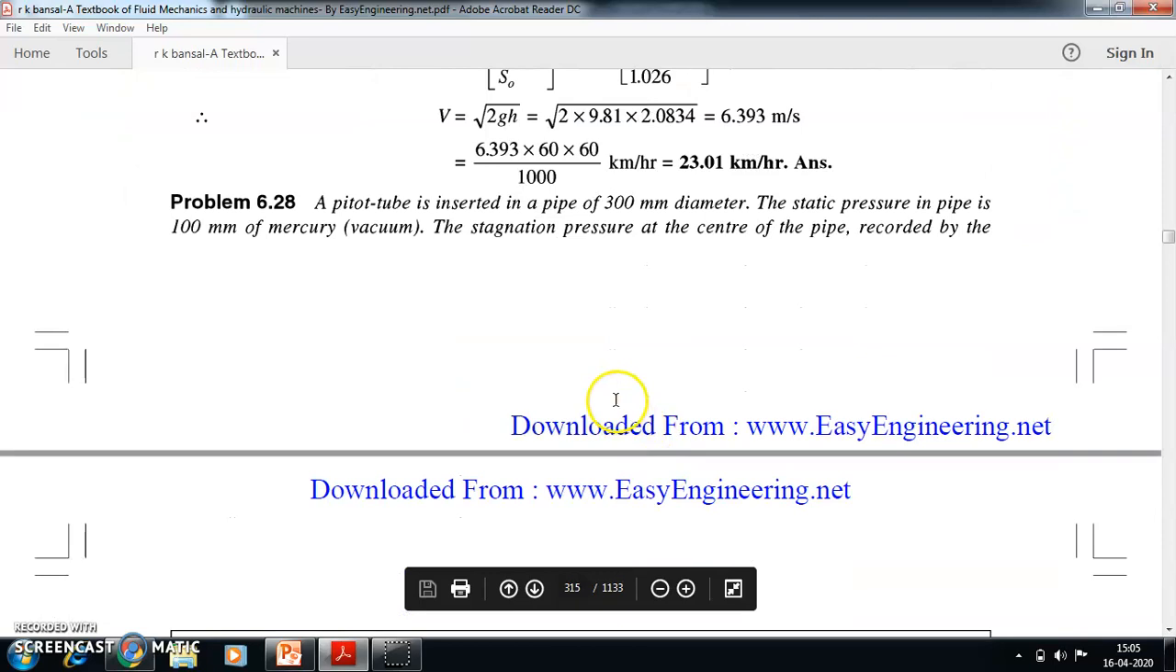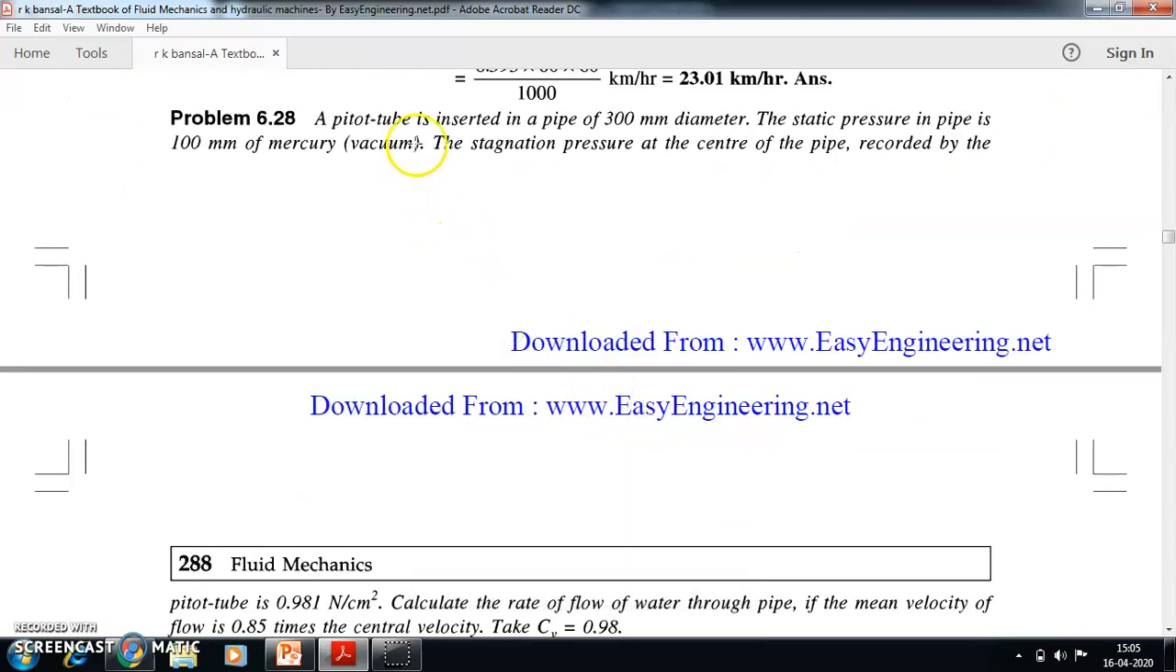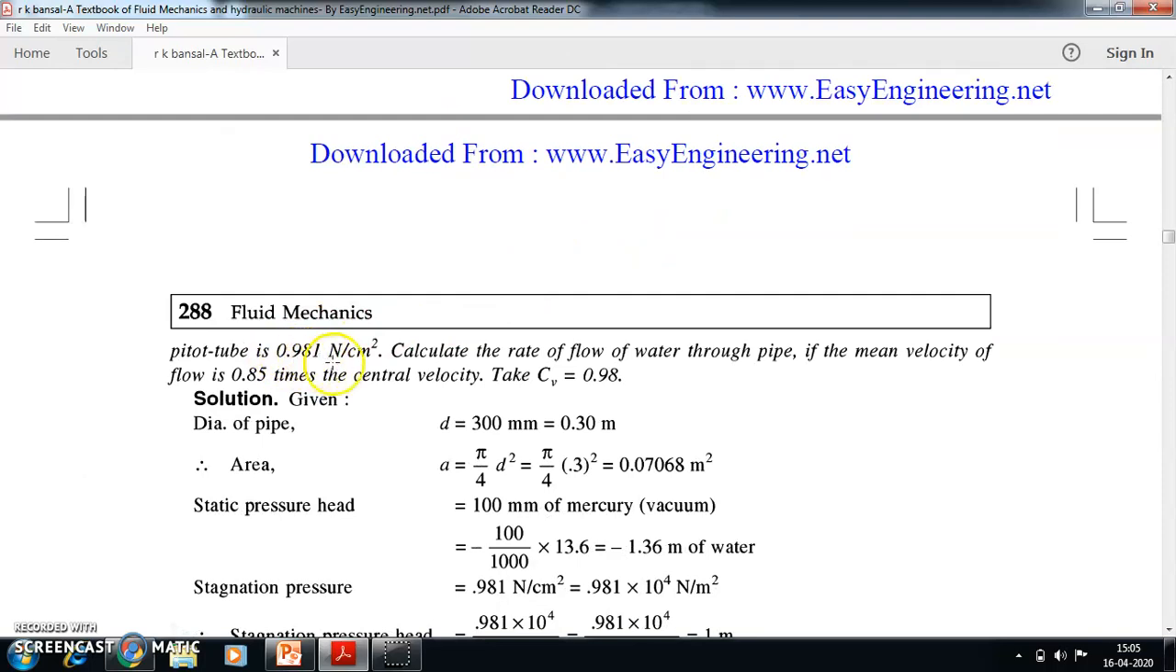Okay, now next question 6.2. We have a Pitot tube which is inserted in a pipe of 300 millimeter diameter. The static pressure in the pipe is 100 millimeter of mercury vacuum pressure. The stagnation pressure at the center of the pipe recorded by the Pitot tube is 0.981 Newton per centimeter square. Calculate the rate of flow of water through the pipe if the mean velocity of the flow is 0.85 times the central velocity.